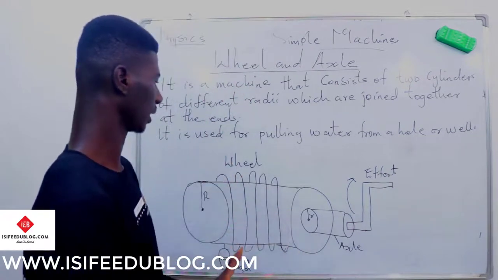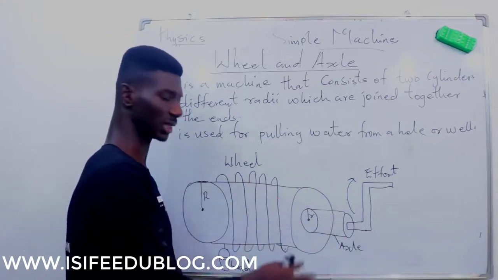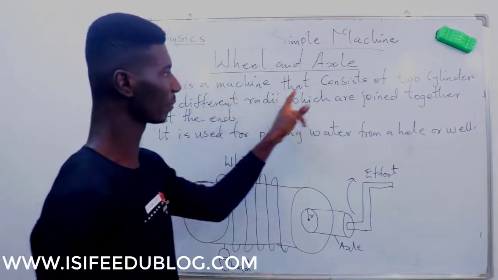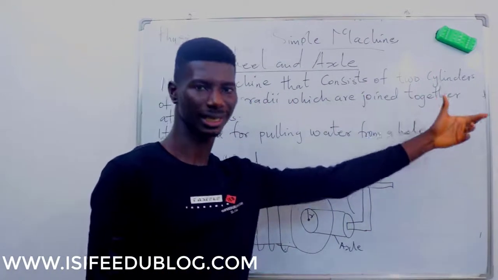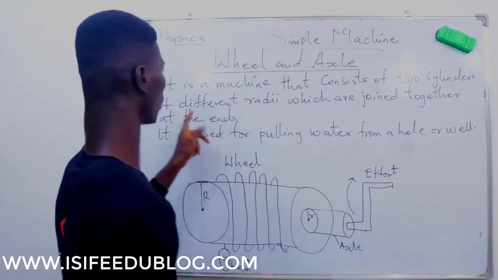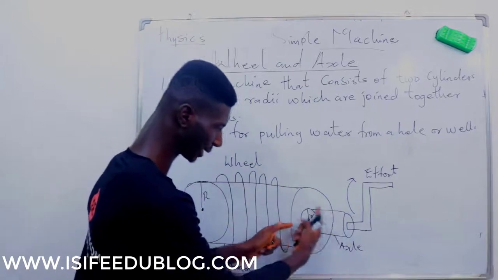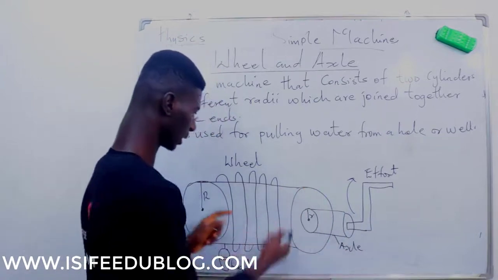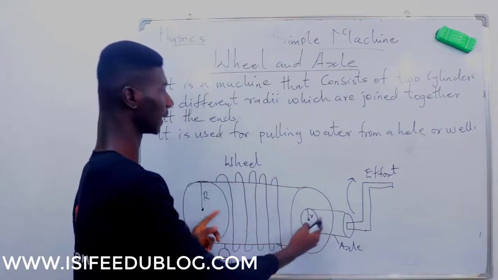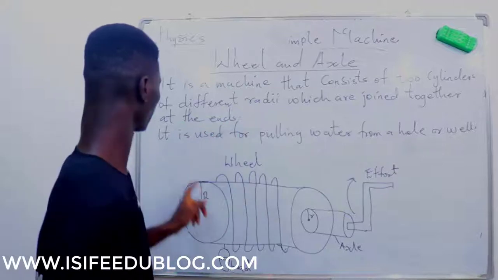Now what we have here is a simple diagram of a wheel and axle. This is how it looks. Now what is a wheel and axle? It is a machine that consists of two cylinders of different radii. You have the bigger one, then the smaller one, which are joined together at the ends.